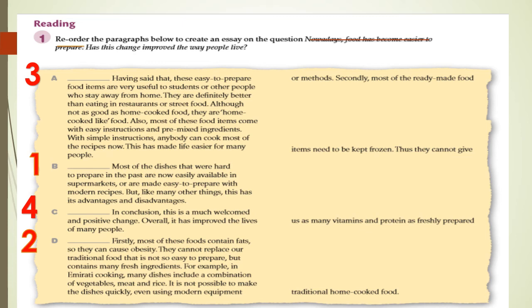What about these expressions on the right? You have to match. So number one, we will start. Most of the dishes that were hard to prepare in the past are now easily available in supermarkets or are made easy to prepare with what? With modern recipes. But like many other things, this has its advantages and disadvantages.